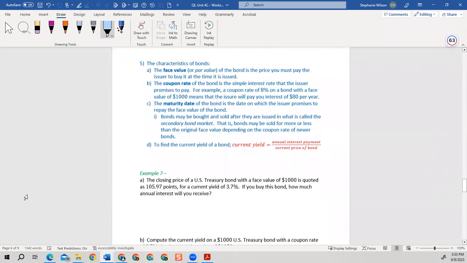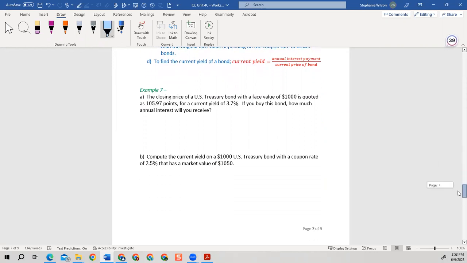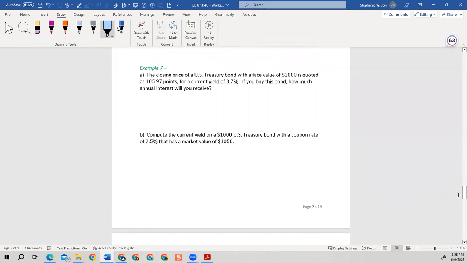Hey, our next section, if you want to pause this and take a minute to write this down, we're fixing to use that formula and we're going to the next section. All right. It says the closing price of a U.S. Treasury bond with a face value of 1,000 is quoted as 105.97 points for a current yield of 3.7%. If you buy this bond, how much annual interest will you receive?